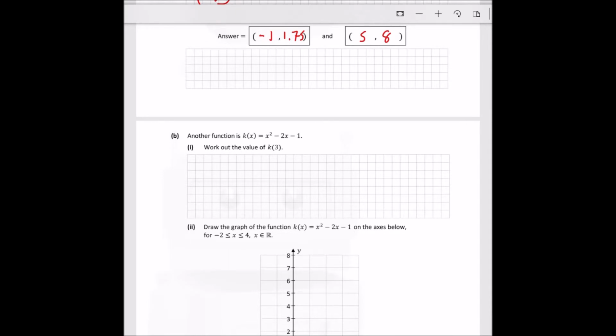Next one, another function k(x). Here, another function k is x squared minus 2x minus 1, and they want us to work out the value of k(3). So what that means is instead of having x, we put in 3, and anywhere I see x here, I again put in 3, in brackets of course, and I just work it out. So 3 squared is 9, minus 6 minus 1, which is 2.